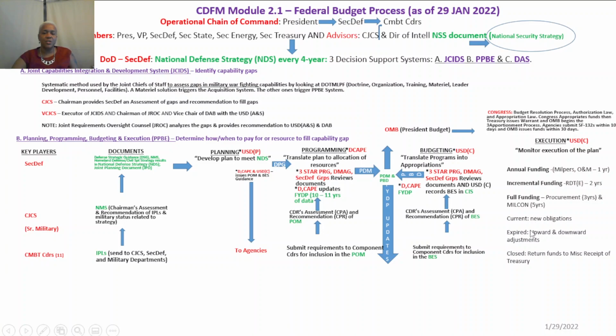Then for the next 5 years, I can do upward and downward adjustments. That means I already have a contract in place, and either they're returning funding or they need additional funding to complete the job. Then after this expired process is over, the appropriation is closed. Those funds are often returned to the miscellaneous receipts in the Treasury. So after an appropriation is finally closed, the funds are returned to the Treasury in the miscellaneous receipts.